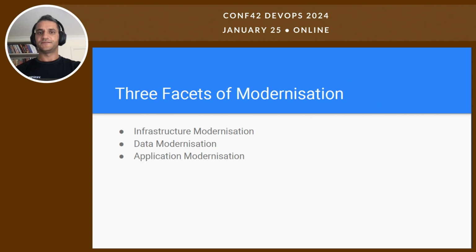Infrastructure modernization. It is the foundation of digital transformation. It is basically transitioning from legacy on-premises infrastructure to agile, scalable, and cloud-based solutions. Google Cloud Platform also offers a wide array of services and tools for modernizing infrastructure.